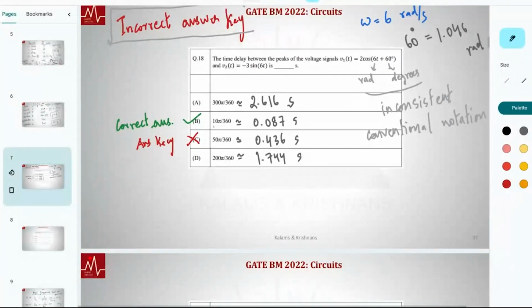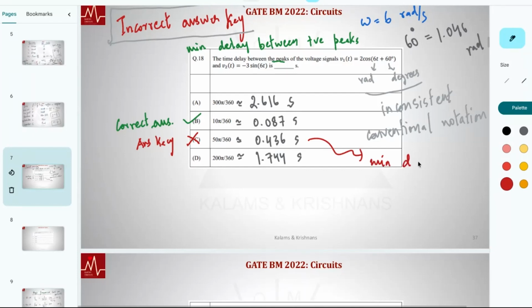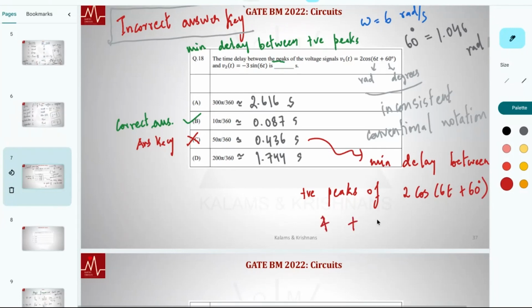So the correct answer is B. Their answer happens to be, technically, and I am presuming this is positive peaks, min delay between positive peaks, because there is also another solution there. The question should have been clear, it is not. And their answer essentially is min delay between positive peaks of 2 cos(60t + 60 degrees) and it's not minus, it's plus 3 sin 60t.